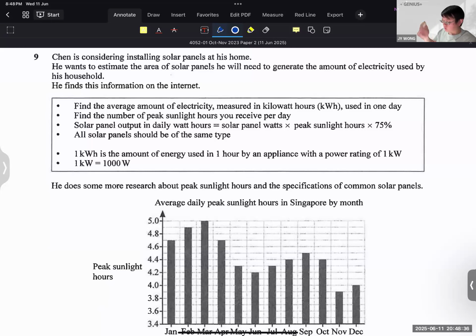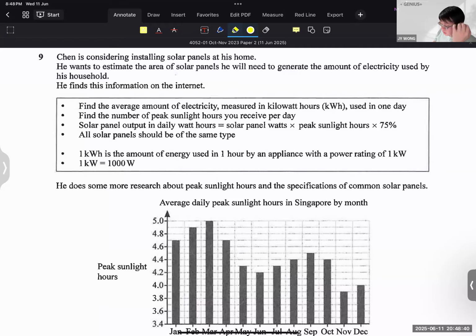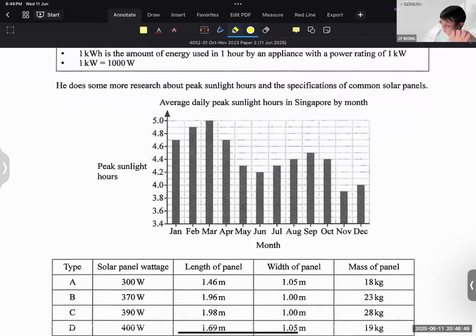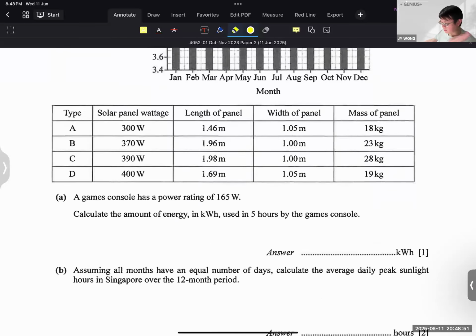Chen is considering installing solar panels at his home. He wants to estimate the area of solar panels that he will need, and he found this information on the internet. Let's answer part A and part B first because that is the easy part.